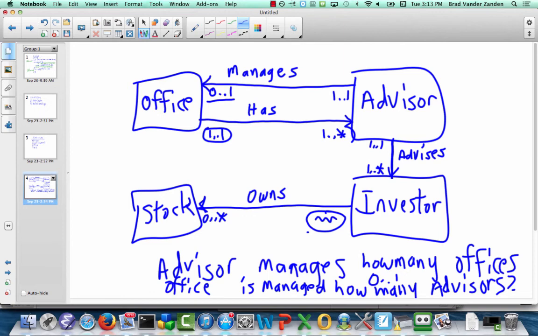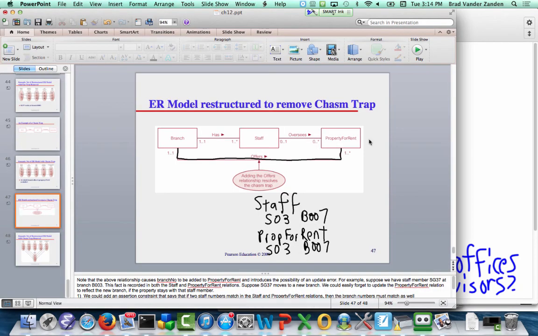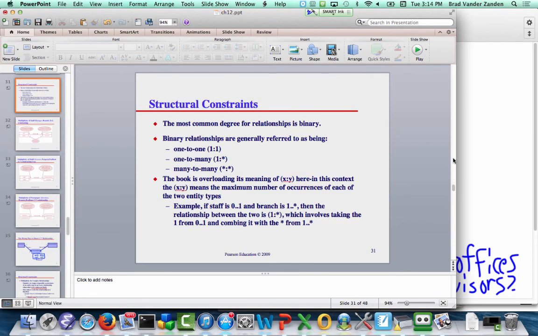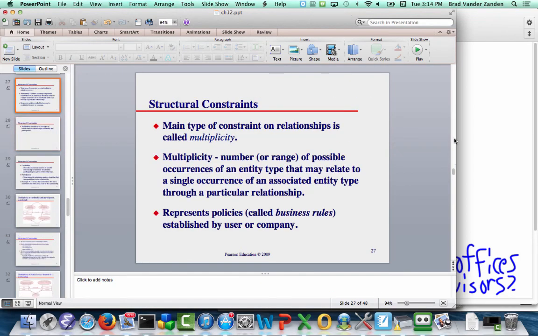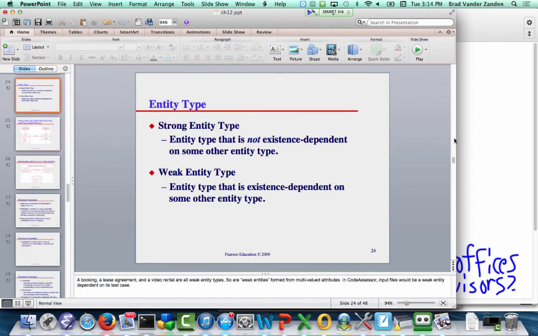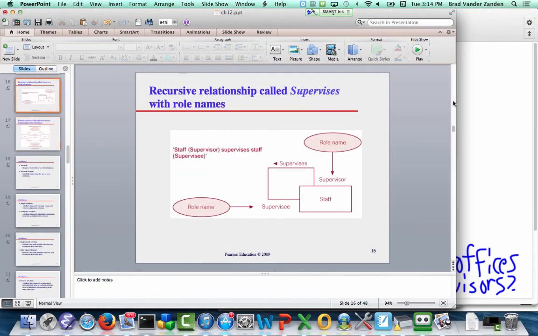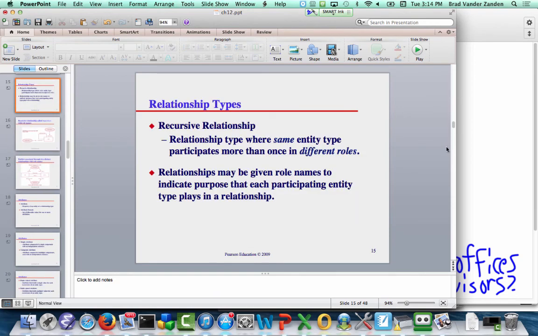Now, I can tell you what it means, which is that you really have, remember, a so-called weak entity relationship here. So if I go back, I'm not finding it.